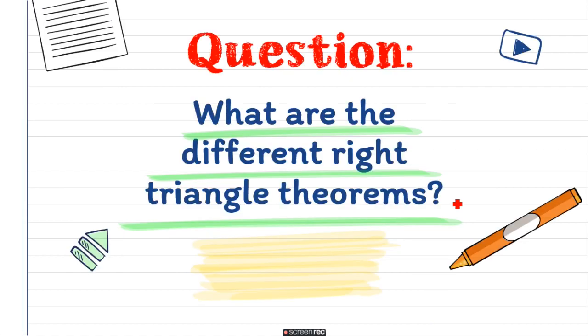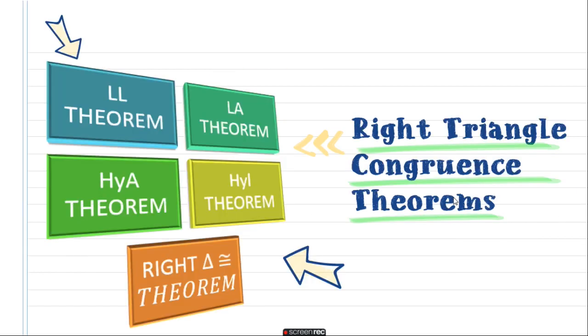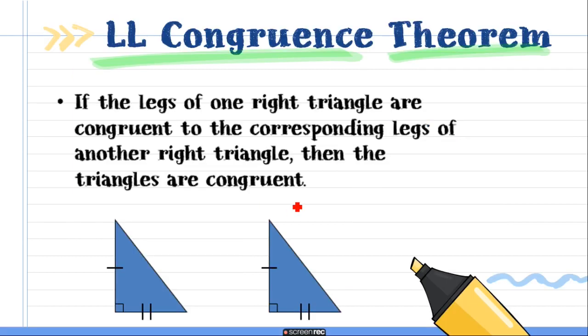Next, what are the different right triangle theorems? We have actually four: the LL theorem, the LA theorem, the HYA theorem, and the HYL theorem. Let's first discuss the LL Congruence Theorem.